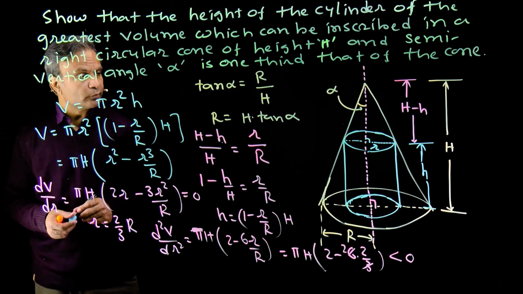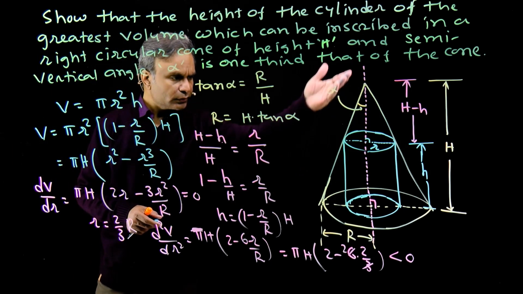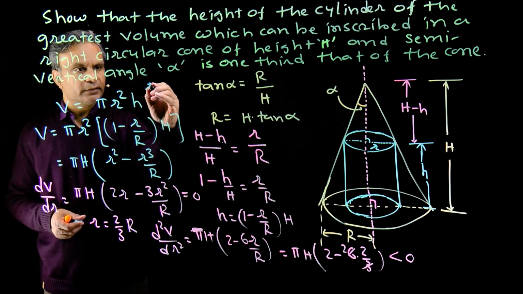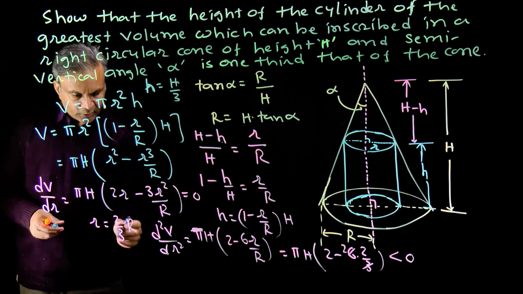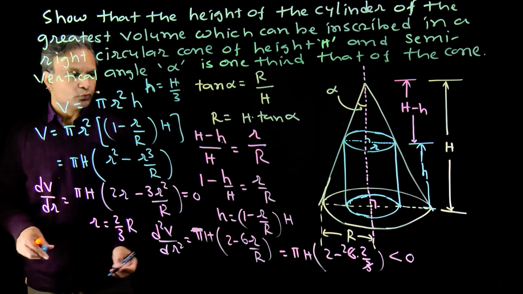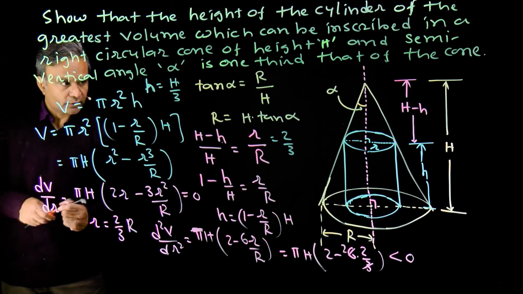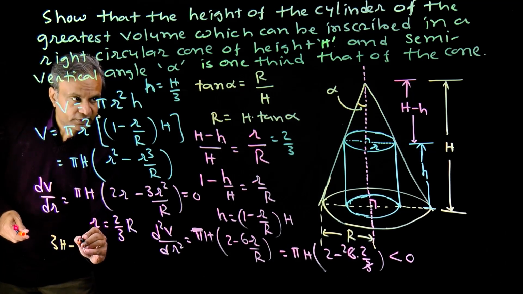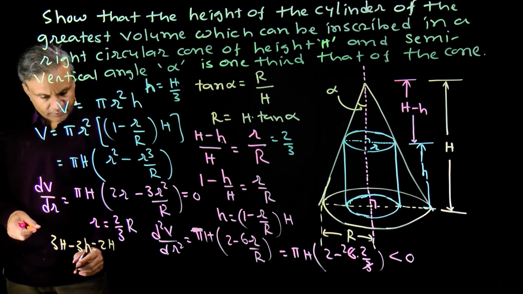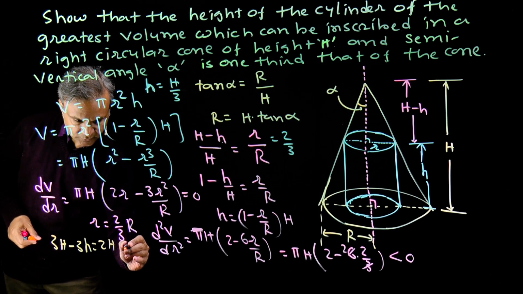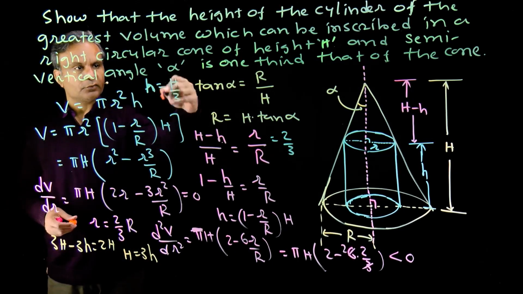But we have to prove that the height of the inscribed cylinder of maximum volume is 1/3 of the height of the cone. That means we have to prove that small h is equal to capital H upon 3. It's simple. From this we have r upon R is equal to 2 upon 3. Put this value here. We get 3 capital H minus 3 small h is equal to 2 capital H. So from this we get capital H is equal to 3h. So we get h is equal to H upon 3.